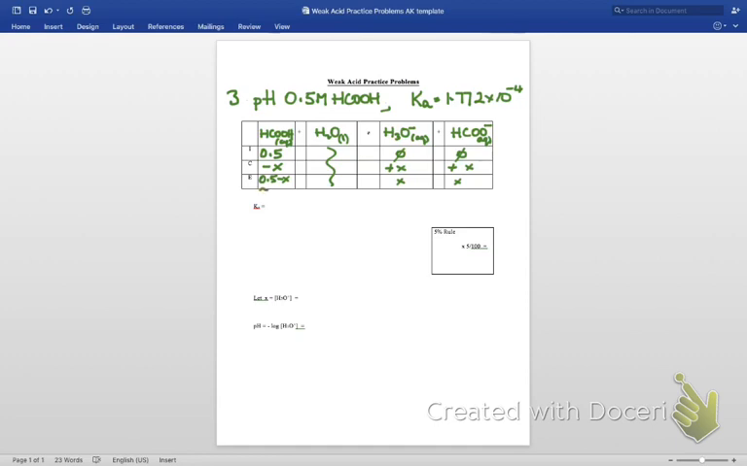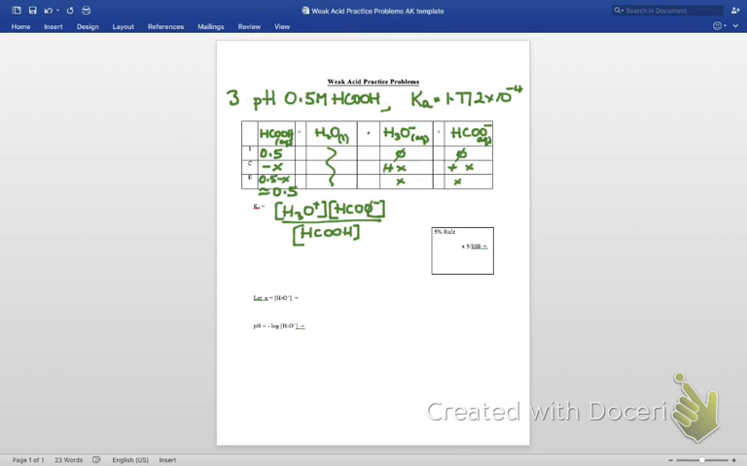Again, let's go with the approximation and say that the original concentration of the formic acid is going to be 0.5. The equilibrium expression, H3O+ concentration times the HCOO- concentration divided by HCOOH concentration. Whoops. Sorry about that. Let's try and get rid of that line. Okay, back to what we were doing.